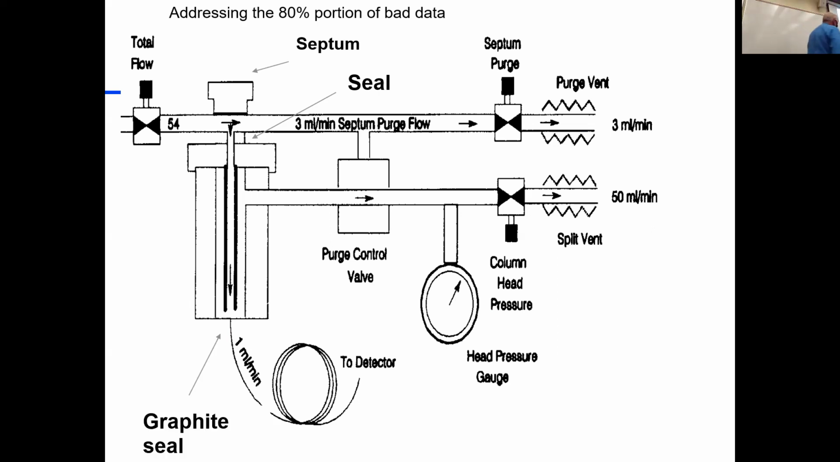So at the bottom is a graphite seal. We've got our tiny column here, a 0.25, 0.32 millimeter column coming in here. That has to be sealed across the bottom here. That's a graphite ferrule. And again, you don't over tighten these things. So you'll find most of your problems are here that I've mentioned, these three places.